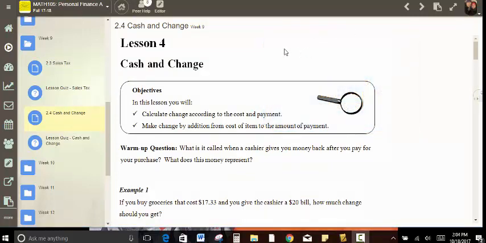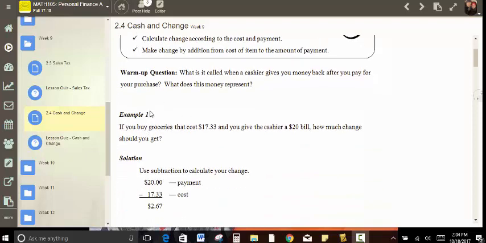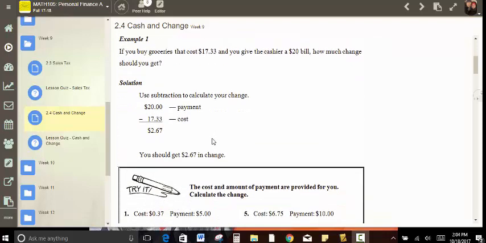Lesson 4 is just about cash and then giving change. And this is just a great lesson for when you go to the store and you pay and you know how much change you should receive, because sometimes they give you the wrong amount back. So again, we're talking about if you give them $20, your price is $17.33. You subtract that, and that's how much change you should get back. Again, make sure that you're putting the dollar sign there on your answers.